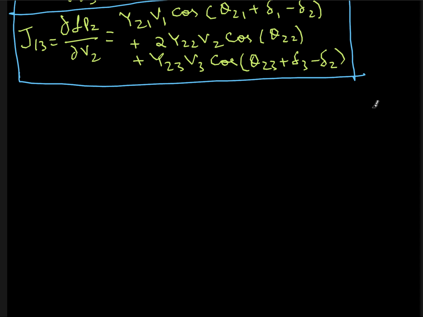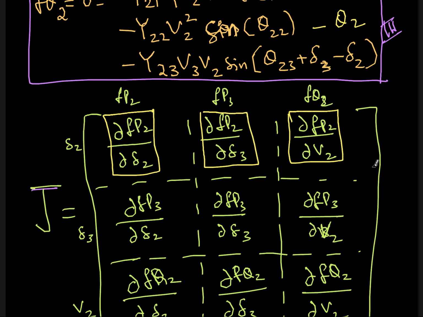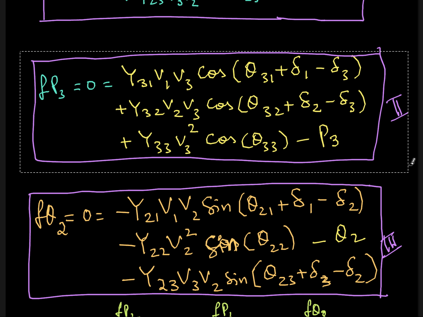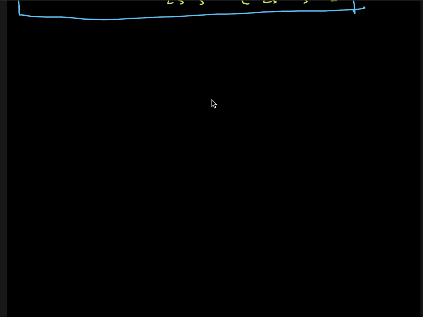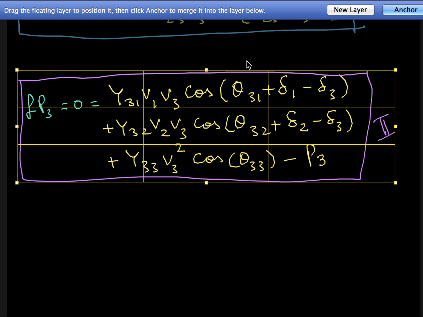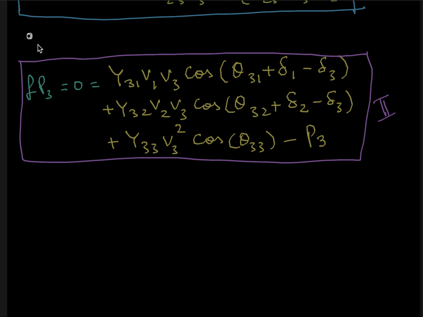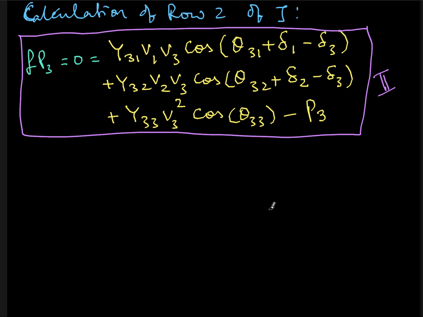In order to do the second row of the Jacobian matrix, I will copy the second equation. So I'll go up. This is the second equation, so I'll just copy this, and then I'll paste it here. Now, calculation of row 2 of J. So let's do that now.